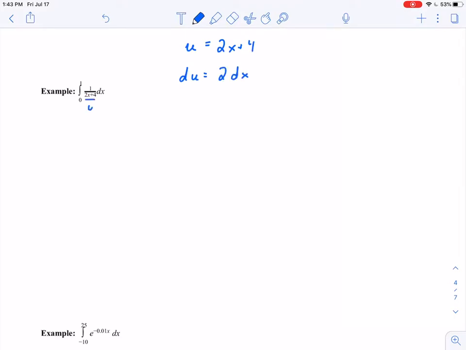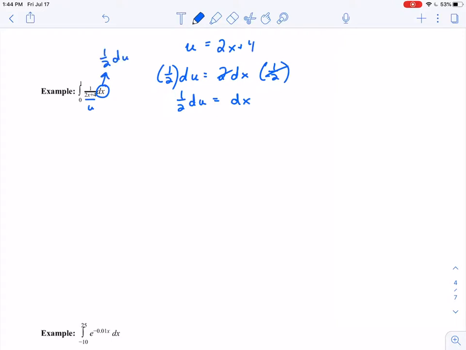So right here's u. This piece right here then, oh, I only have the dx, I don't have the 2 right here, so I need to get rid of that. We'll multiply both sides by 1/2. So 1/2 du equals dx. The 2's will cancel over here. So I'm going to take this piece out, replace it with 1/2 du.